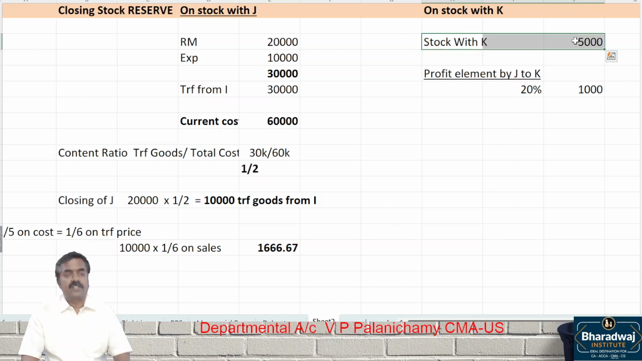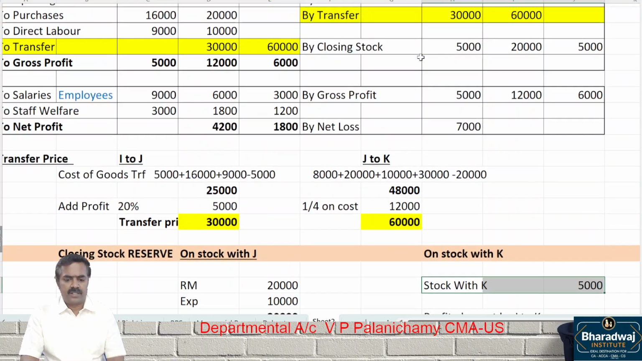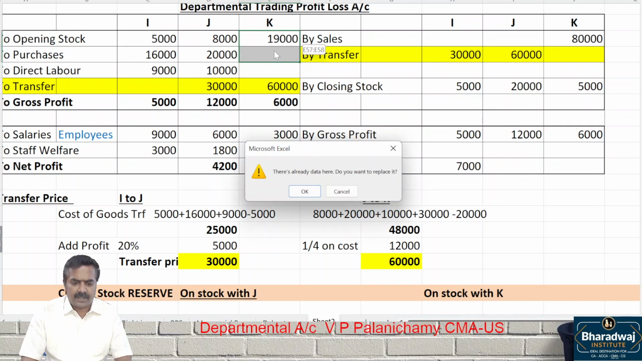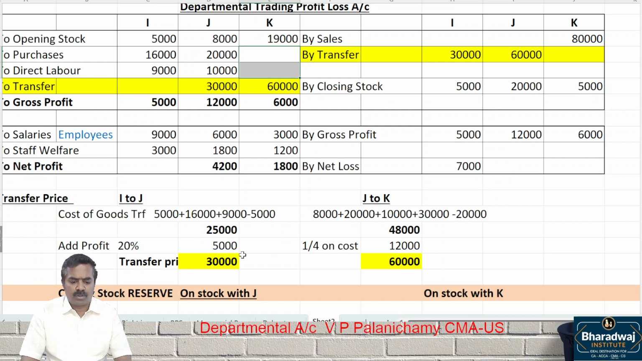5,000 into 20%, how much? See, what is this? What is the stock with K department? 5,000. Is there any separate expense for K? But you have to work out the content ratio like this.